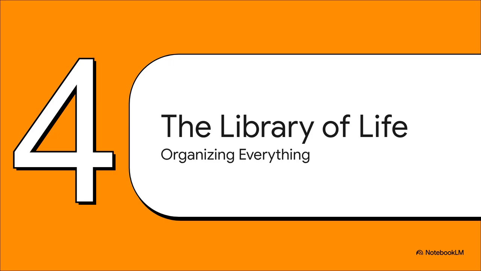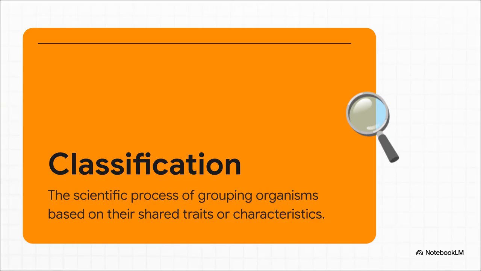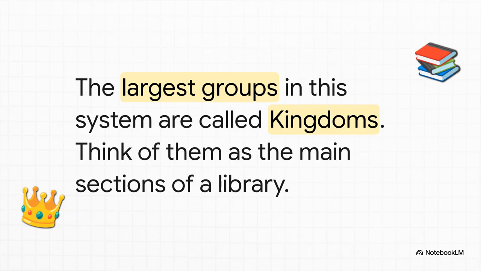So we've gone from a single cell all the way up to a complex system. But just think, with millions of different organisms out there, how do scientists keep track of them all? They needed a way to organize everything, kind of like a filing system for all of life. And that filing system is called classification. It's simply how scientists group living things together based on their shared traits, like how they get their energy or how many cells they happen to have. The biggest, broadest categories in this massive library of life are called kingdoms. Think of them like the main sections you'd find in a real library, like fiction or science.